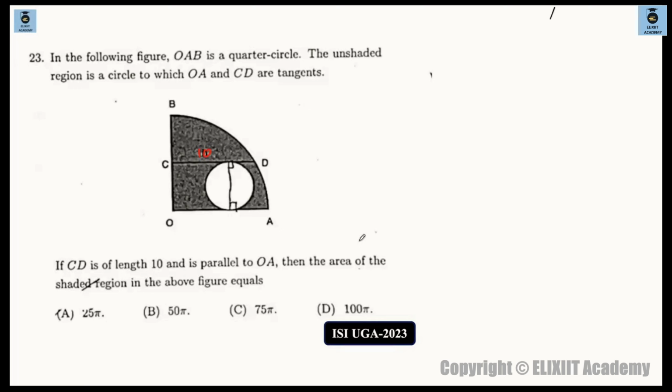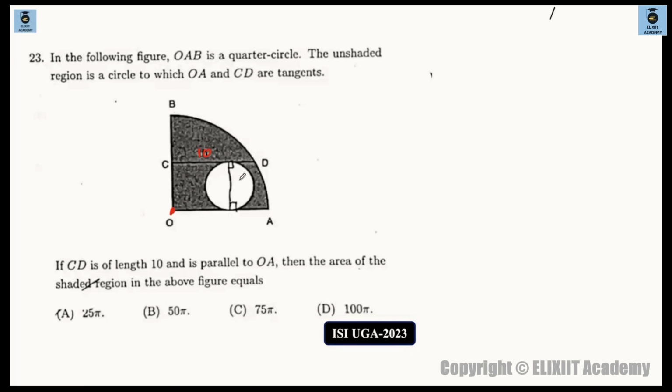Look, a quarter circle is given. This is a quarter circle. So basically this O is definitely the center. O will be the center, because if it were a full circle, O would be the center. So a quarter circle is given, which means O is the center of the main circle.